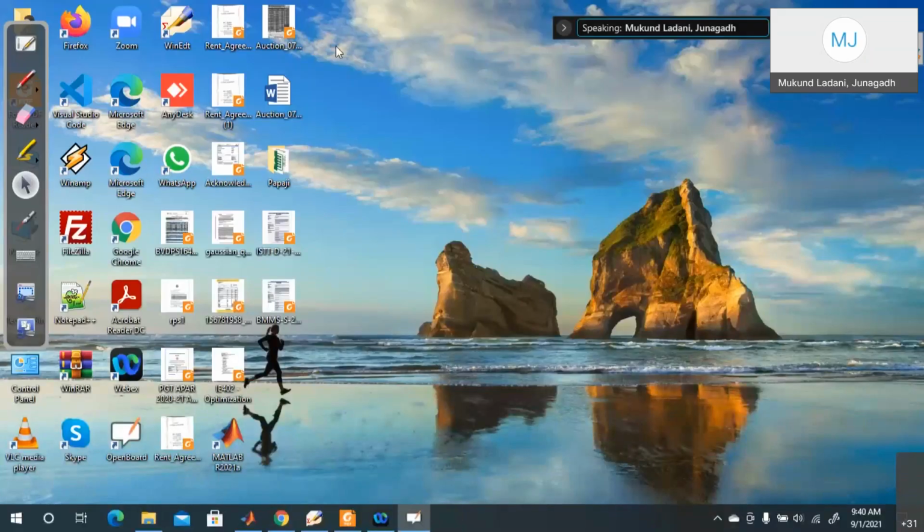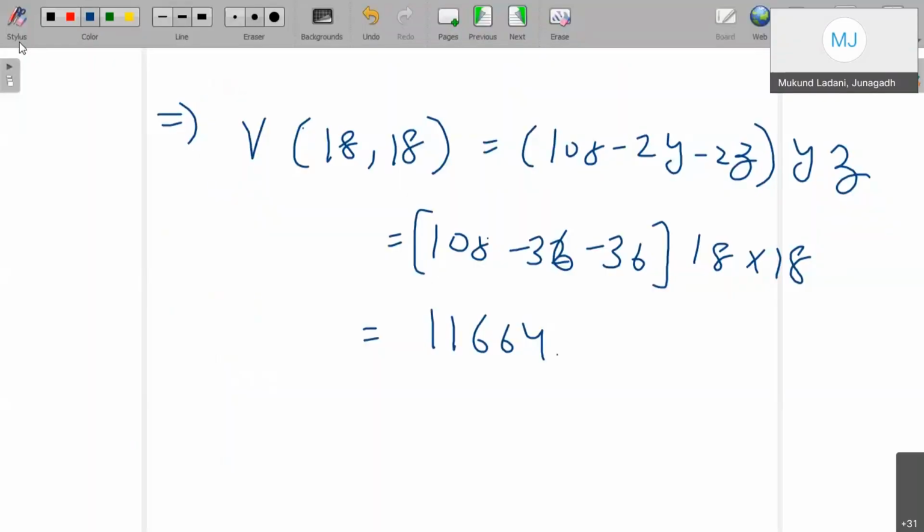Sir, why have we discarded 0, 0 there? Because the volume will be 0, right? If x equals 0, or y equals 0, the volume is 0, which means there is no box. You are not giving any box to the delivery company. Is that clear? Yes, sir, I got it.